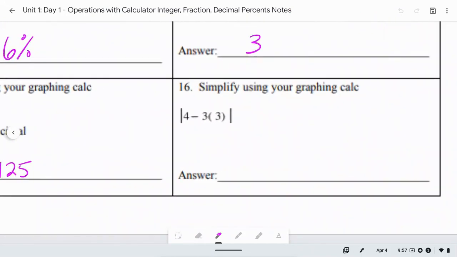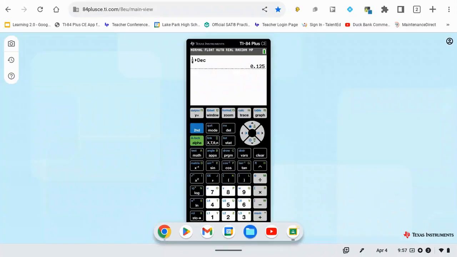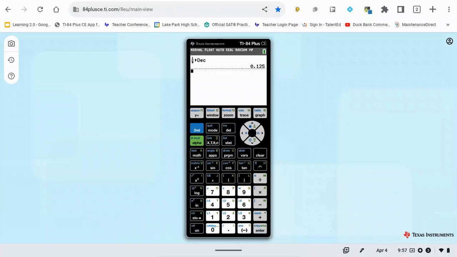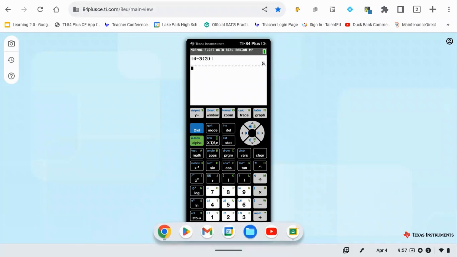Last one is practice with those absolute value bars. So again, we're going to go back to our graphing calculator. And to get the absolute value bars, you hit the math button and then hit the right-hand arrow to NUM. And then ABS stands for absolute value bars. So hit enter. And now I'm going to type in 4 minus 3 parenthesis 3, close the parentheses, and now hit enter. And that comes out to 5.